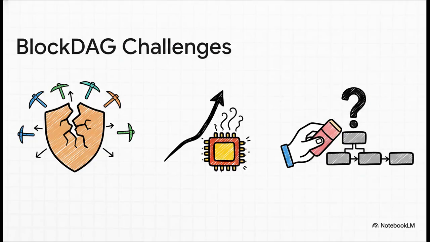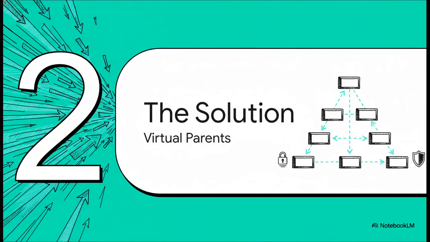So what are these headaches exactly? Well, for one, if you're a miner, which block are you supposed to build on? With so many tips, the network security gets spread way too thin. Second, trying to process all those branching paths at once gets really expensive computationally and fast, and that can make it just too costly for a regular person to run a node. And third, it's just harder to be sure that past transactions are truly locked in, set in stone, and can't be messed with. So how do you get all the amazing speed of a BlockDAG without all that chaos?